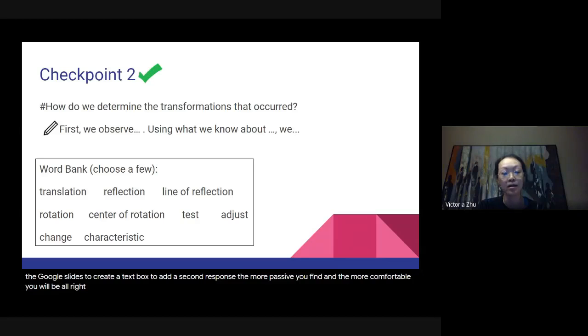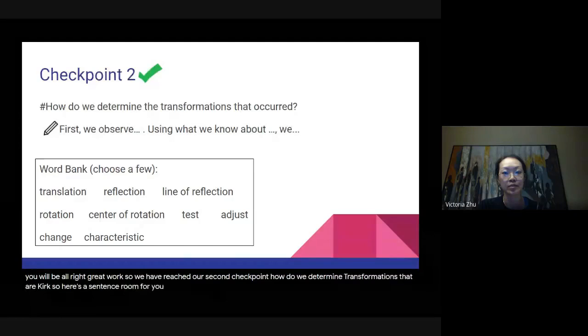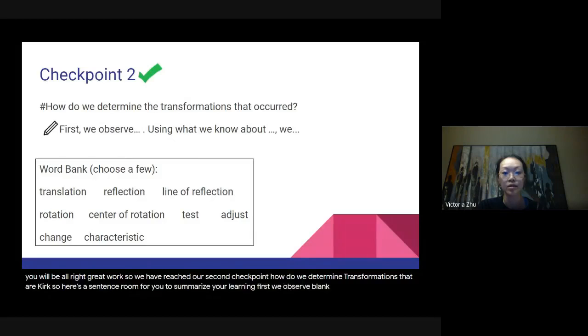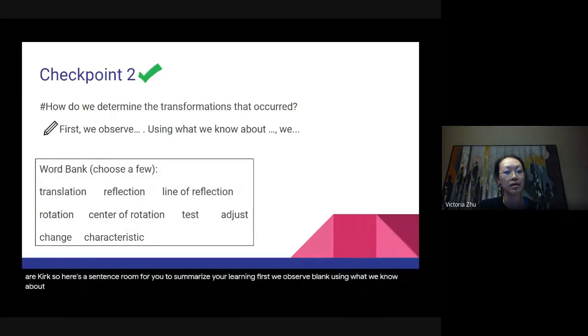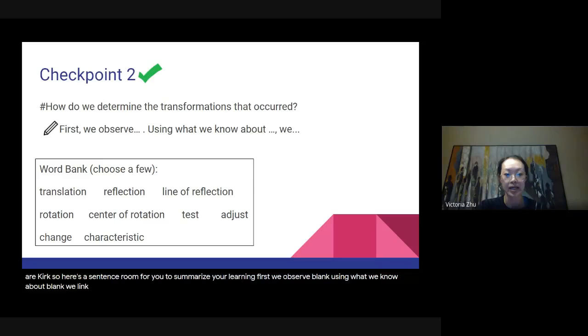All right, great work. So we have reached our second checkpoint. How do we determine transformations that occurred? So here's a sentence frame for you to summarize your learning. First, we observe blank. Using what we know about blank, we blank. Again, you can take words from the word bank to help formulate your thinking.